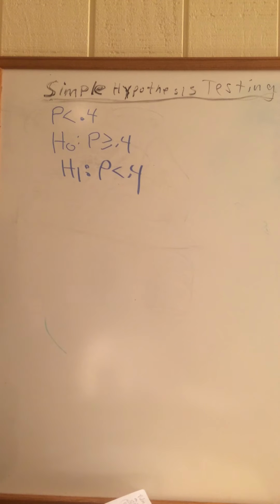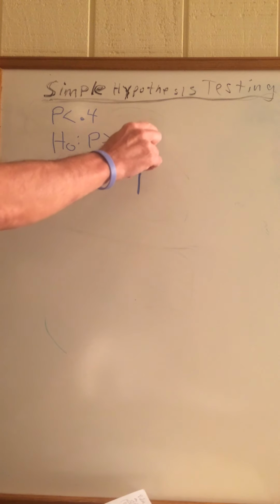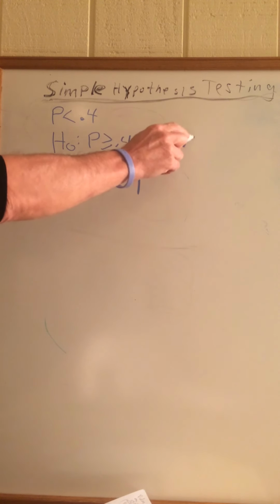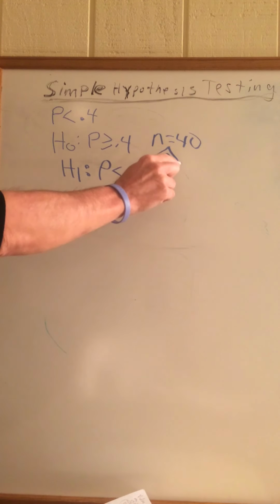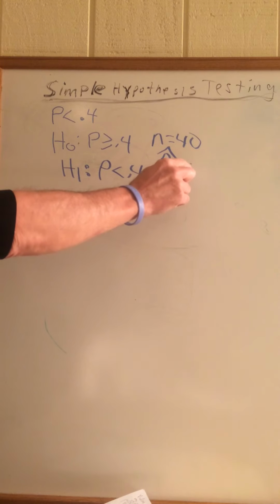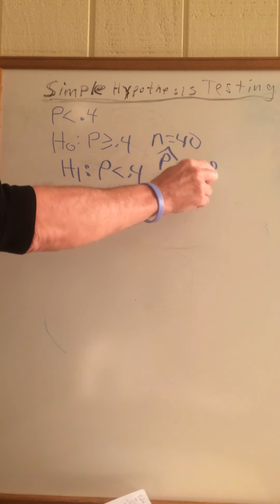So let's say we conduct an experiment. We take a random sample of 40, and from the 40, we find out that the sample proportion is 38%, 0.38. Now, can we reject this null hypothesis in favor of the alternative?